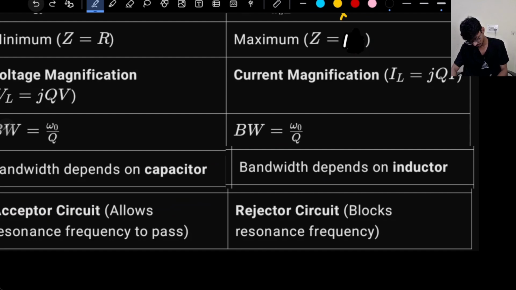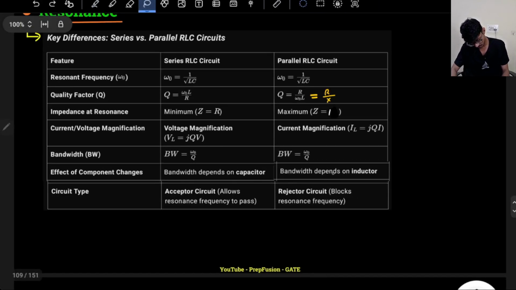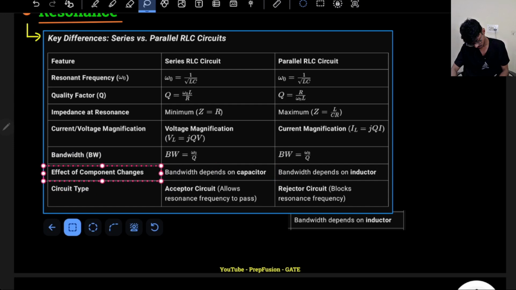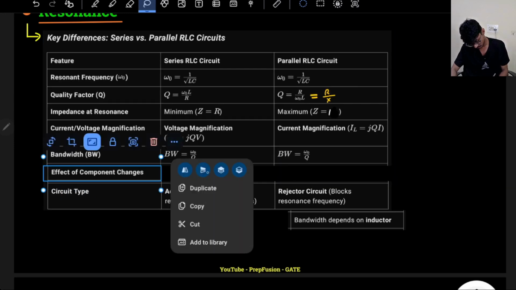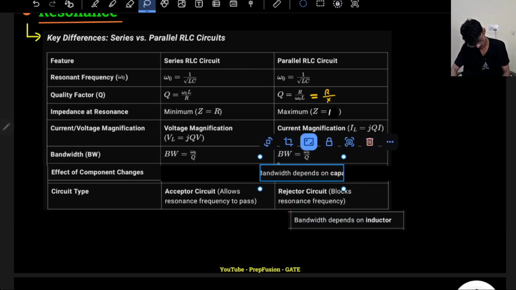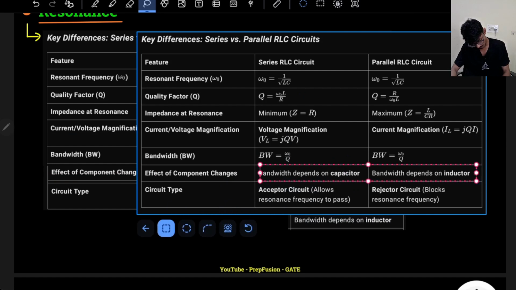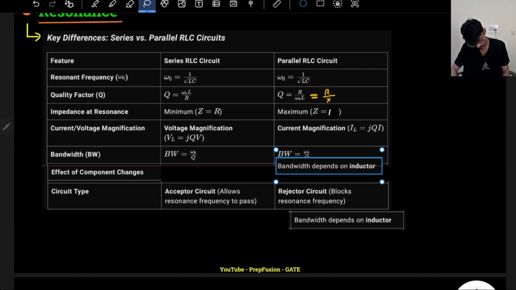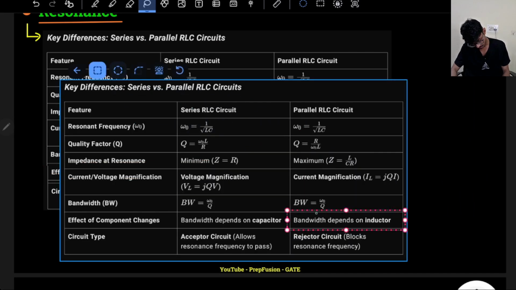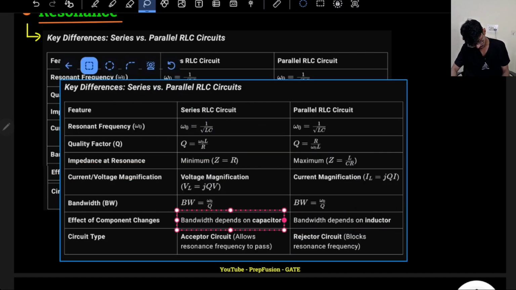Okay, this is different, this should be here, sorry. Okay, yeah, now it is fine. So here bandwidth depends on inductor, and here bandwidth depends on capacitor.